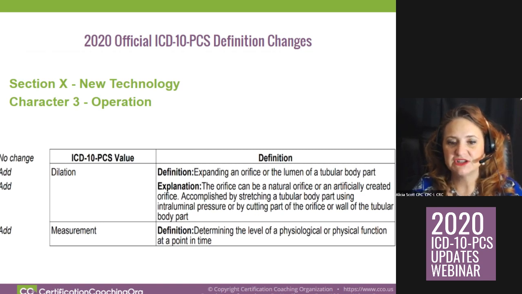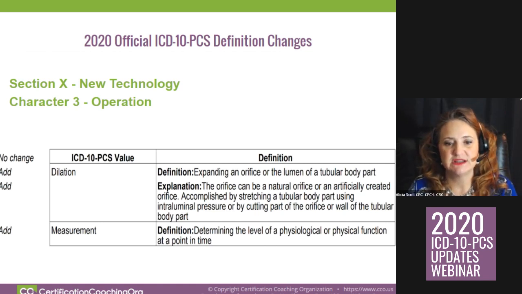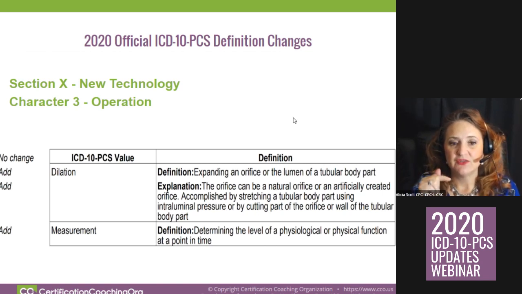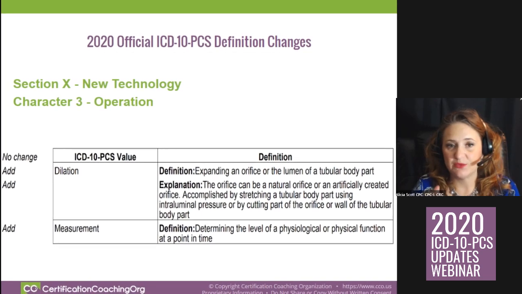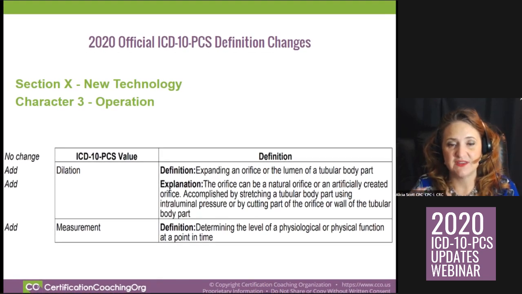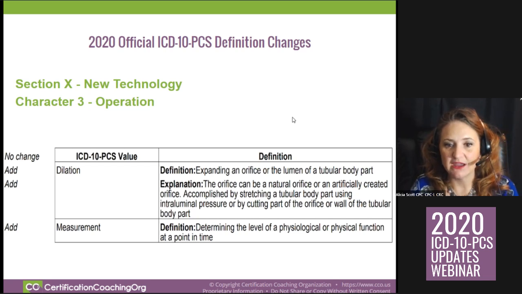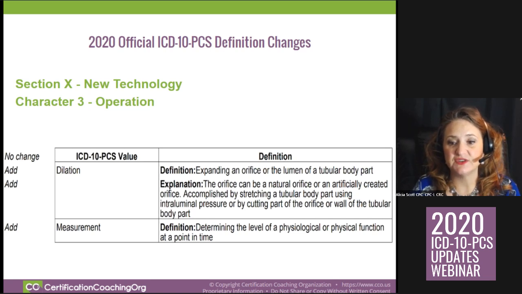Measurement, the definition has been added: determining the level of a physiological or physical function at a point in time. Now, I want you to know, like I said before, the root operations, truly, once you know those and their definitions, PCS is really easy. So dilation, it makes perfect sense, right? Measurement, okay, we're going to just check the level of a physiological or physical function at a point in time.